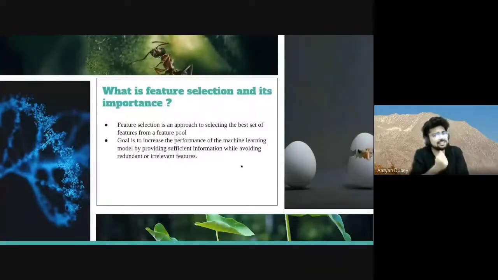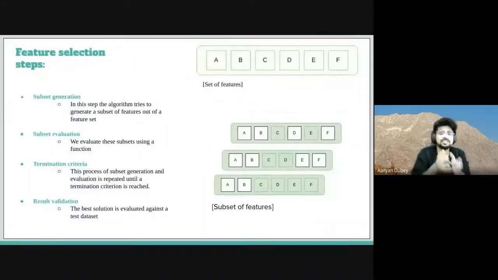So, what is feature selection? And it's important. Feature selection is an approach to selecting the best set of features from a feature pool. The goal is to increase the performance of the machine learning model. So, now let's dive into some feature selection steps. First step is subset generation. In this step, the algorithm tries to generate a subset of features out of a feature set.